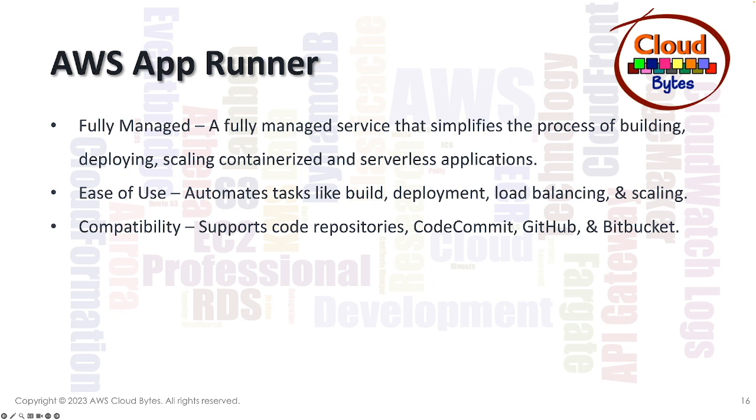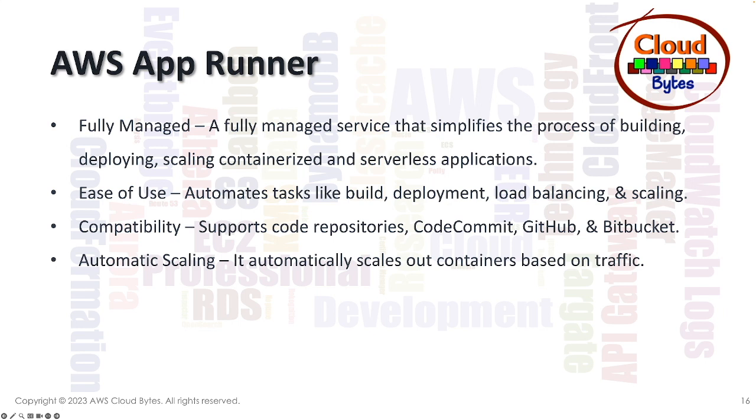Compatibility. App Runner supports various source code repositories, including AWS CodeCommit, GitHub, Bitbucket. So it makes it a really good choice. It is compatible with almost the majority of source code repos. Automatic scaling. The service automatically adjusts the number of containers based on traffic, ensuring your application can handle varying workloads.